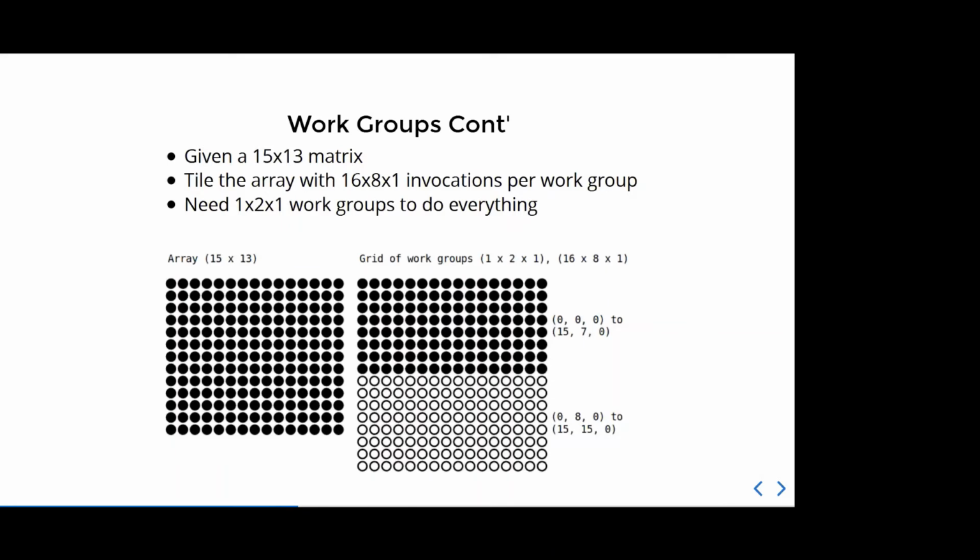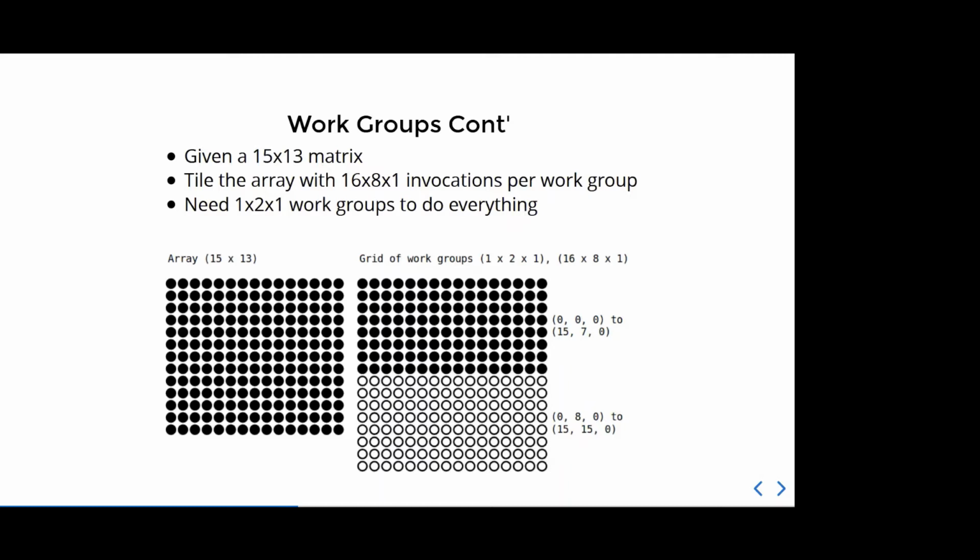So a better visualization of what I mean is using a simple example of trying to multiply every element in an array by 2. So imagine we have an array of 15 by 13 floats. Each of these floats has a value in it, and we just want to multiply everything by 2 so it has twice the original value.